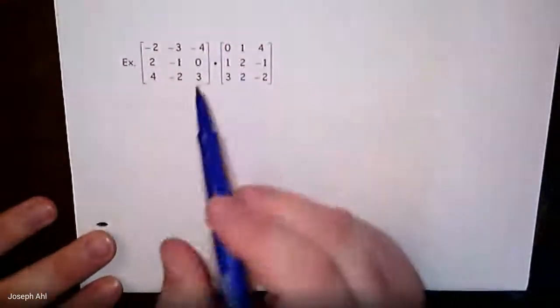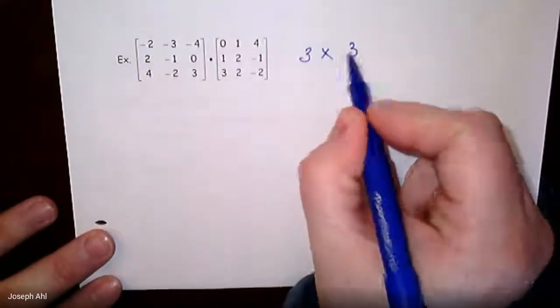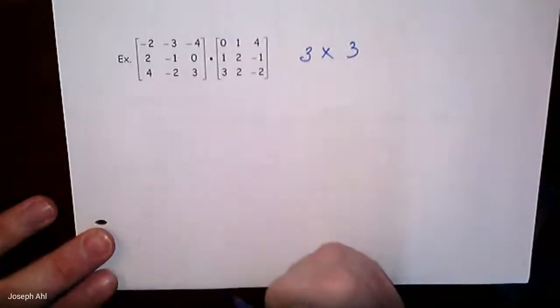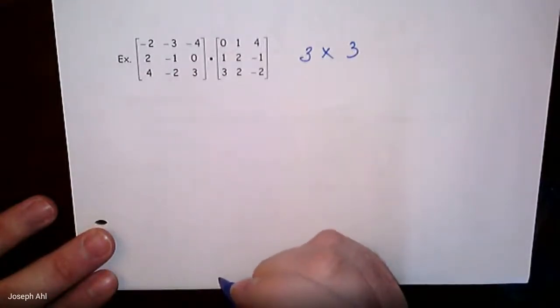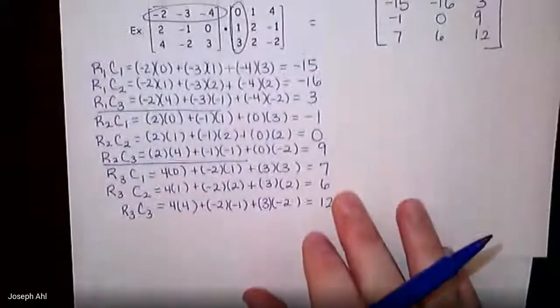Okay, these two would have a product. A 3x3 times a 3x3 is another 3x3, and you would have to do 9 different inner products to get that result. So what I'll say is you can just check that out on your own. I'll show you what the work would look like real quick. I'll put up my answers. It's a lot of inner products there.